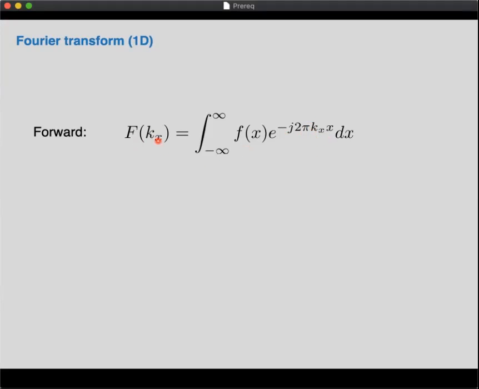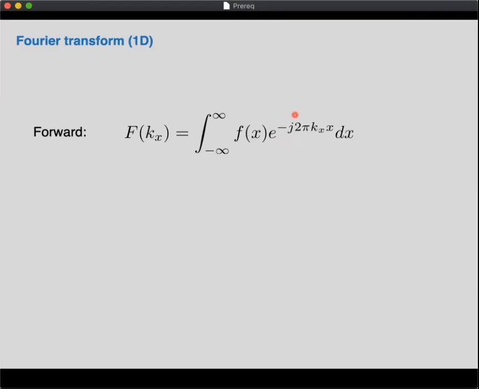The definition of the Fourier transform is the integral from minus infinity to infinity of the function f of x multiplied by this Fourier kernel, e to the minus j 2 pi kx times x, dx. So effectively, this transformation takes f from being a function of x to being a function of kx.